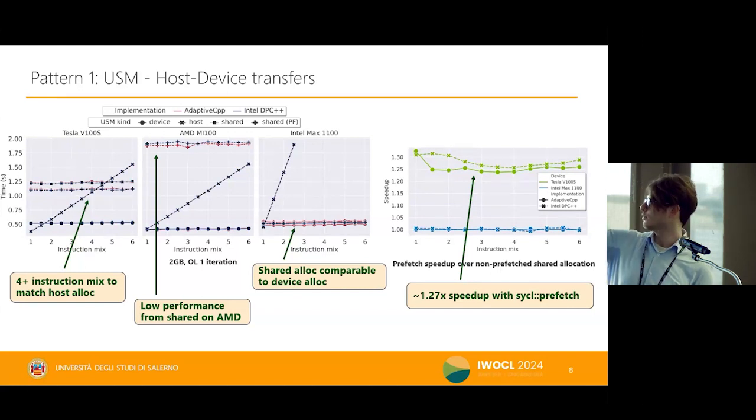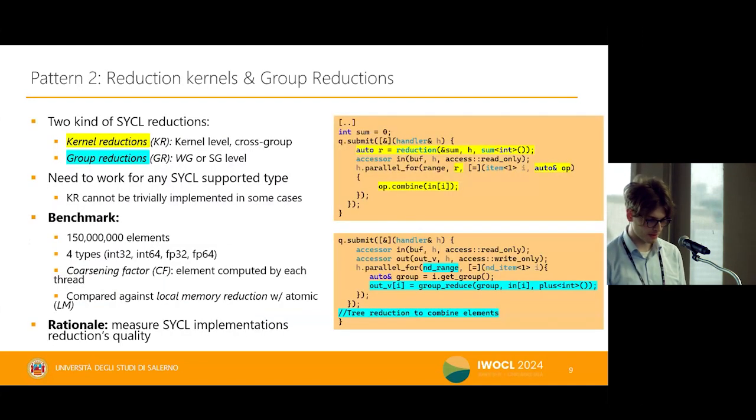And we can also see that here in this plot, which basically shows the speedup of the shared prefetch compared to the shared without the prefetch. What we see is that on NVIDIA hardware, we have around 1.3 speedup compared to the other one. Instead on the Intel hardware, it's just flat. Nothing changes.